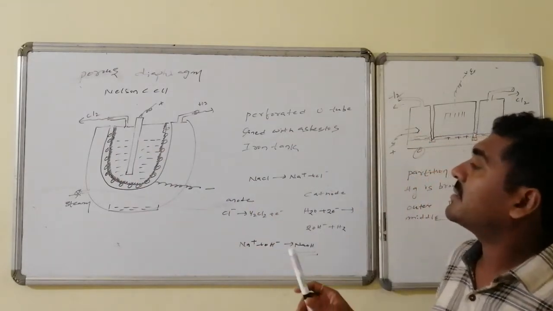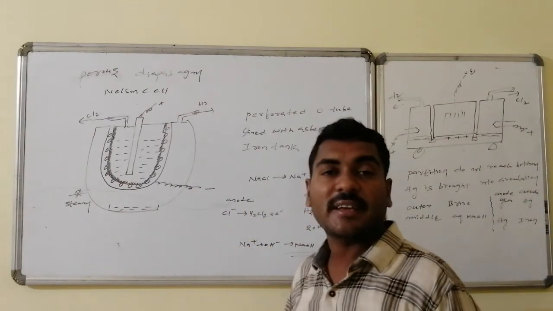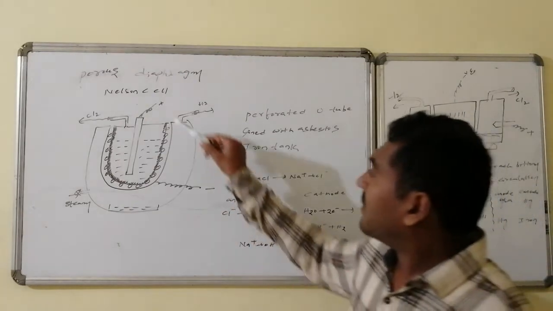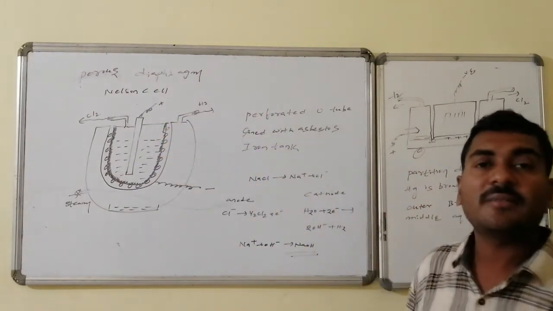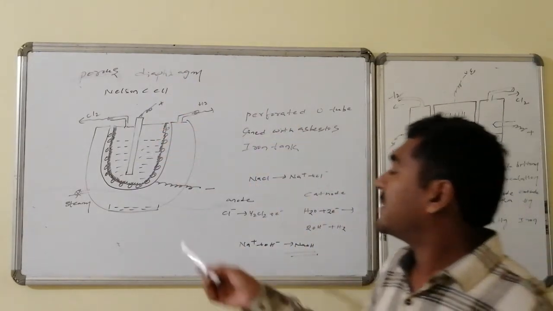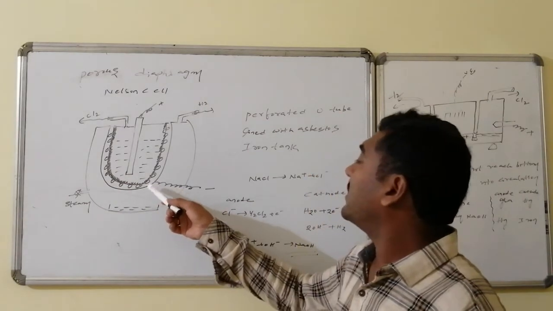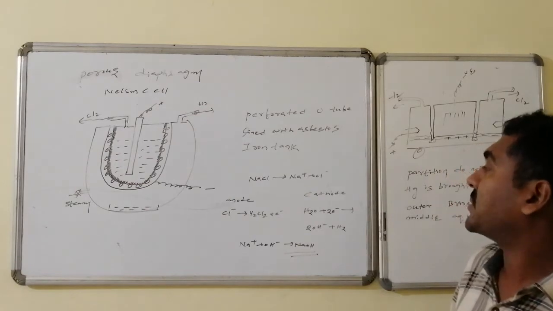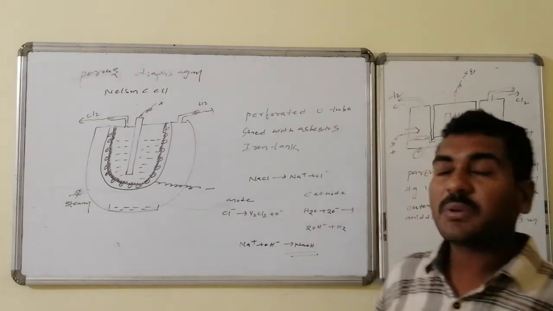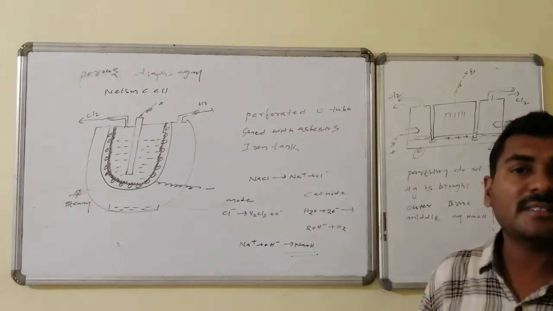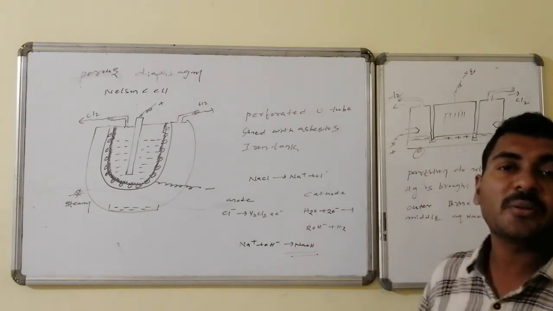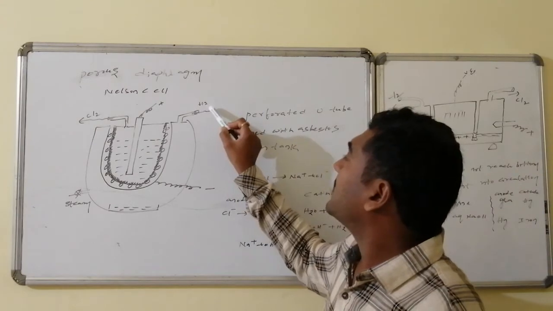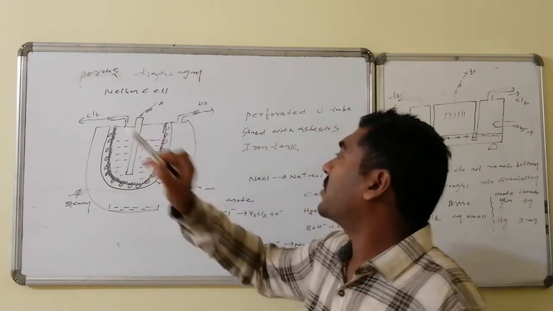Here the aqueous sodium chloride solution is taken as the electrolyte, and a graphite rod is inserted into the cell, which acts as the anode, and this perforated steel acts directly as the electrode, that is, the cathode. The electrolysis of aqueous sodium chloride liberates hydrogen as well as chlorine, so separate outlets are made for the liberation of hydrogen and of chlorine.